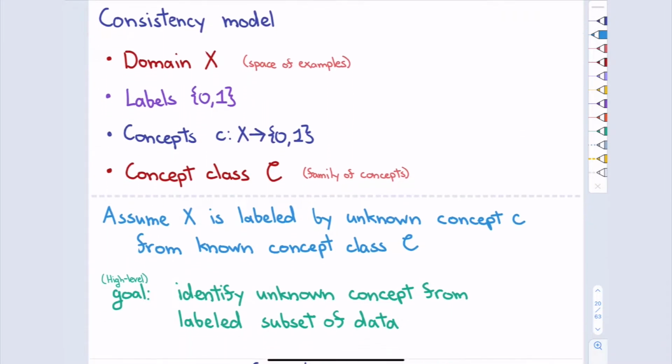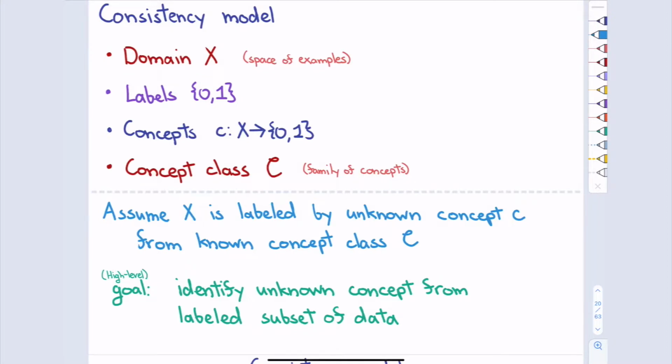So I'll start with the consistency model. Okay, there's a lot of information, so let me go slowly. There are maybe 4 ingredients in the consistency model. One is the domain, the space of input examples, which I'll denote by X. That could be emails in the case of classifying emails. And then you have labels, and for simplicity, we're just going to worry about 2 labels, spam or not, or 1 or 0, true or false.